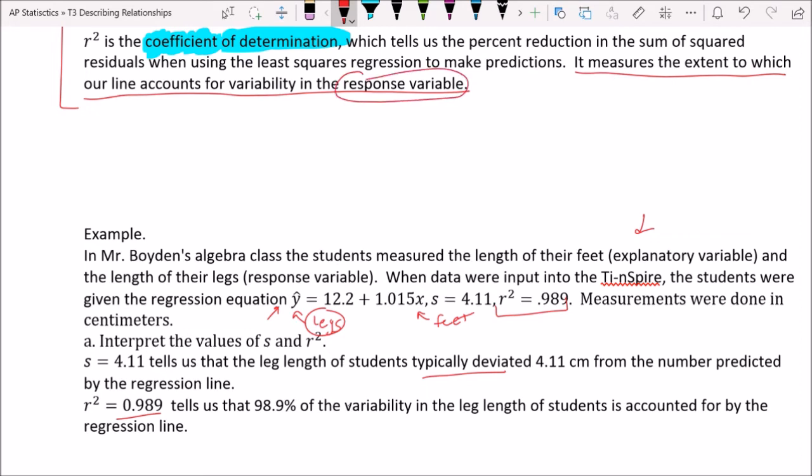Now I want to add one additional layer to this question. It's a concept that's not very hard, but that we haven't had a chance to practice together yet. So I'm going to add it up here, and the question simply is, what's r? We were given r squared, and so as you were probably hoping would be true, if r squared is 0.989, r will be the square root of 0.989. So I'm going to type that in my calculator, and I get 0.994.